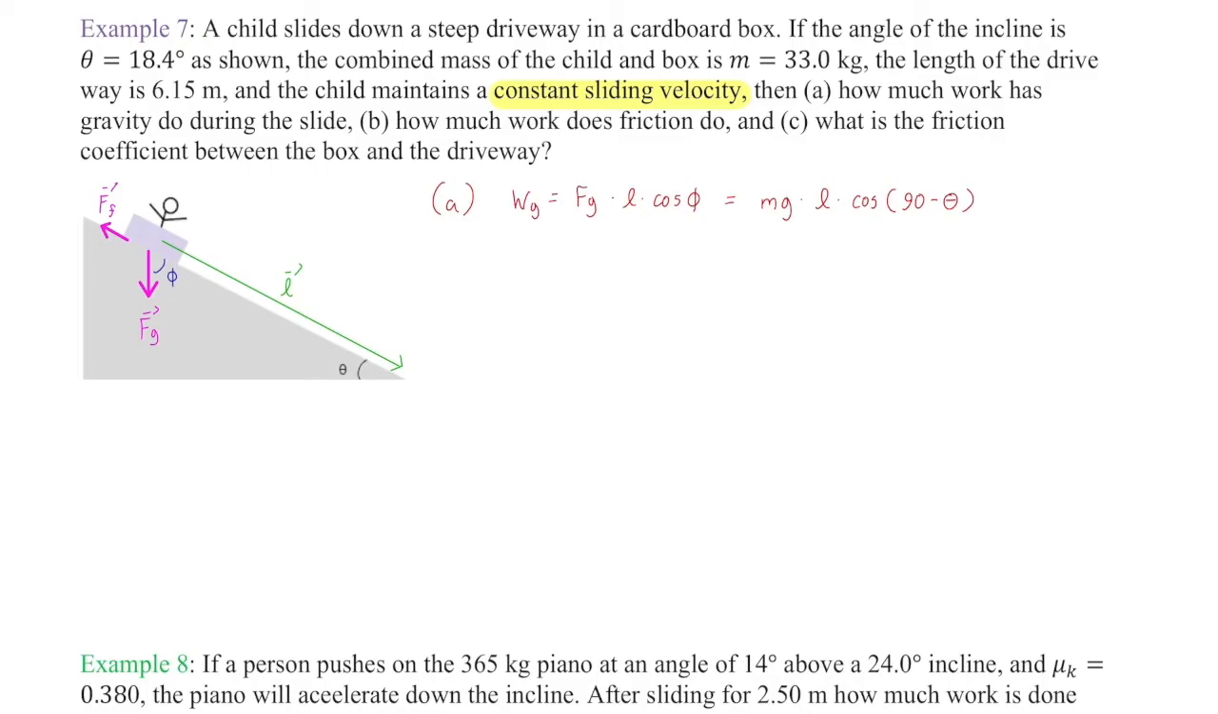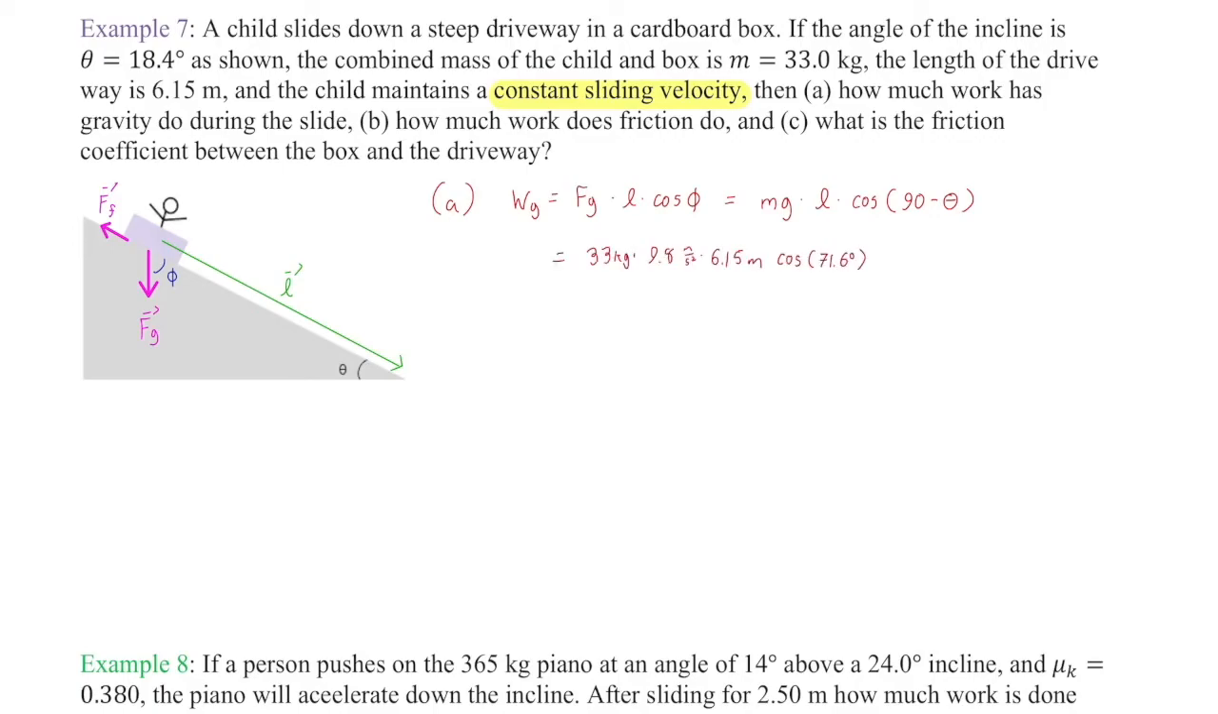Well, let's think about it. We've got the force of gravity. We've got L, which we know, and we've got cosine of phi, right? So I put phi right there. And phi is 90 minus theta. It's not equal to theta. Theta would be this angle right here. So we can clearly see that phi is just the complement of theta.